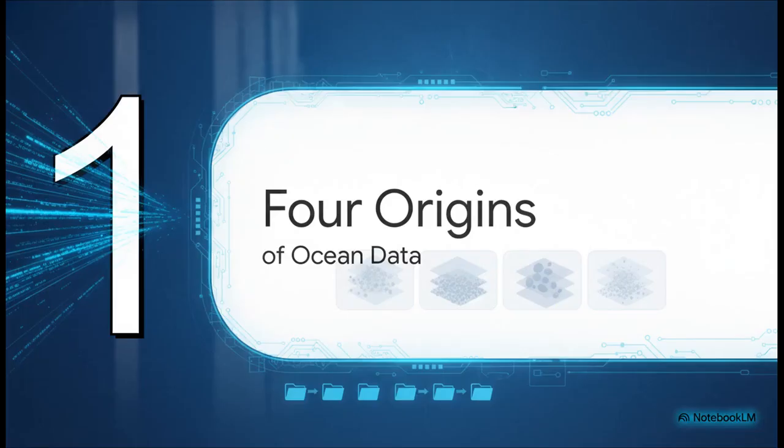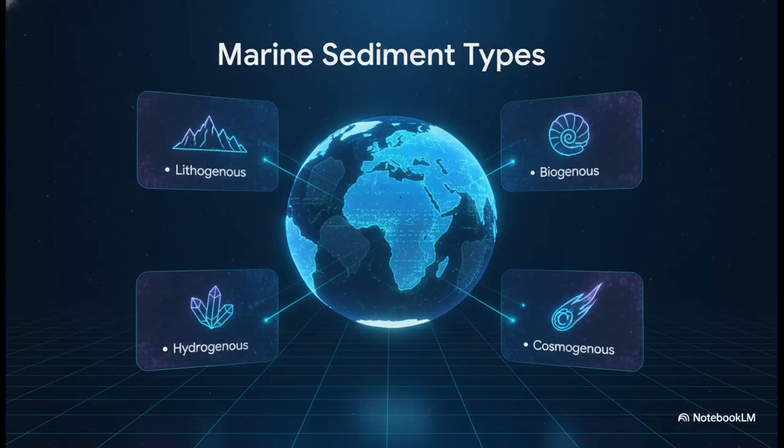All right, moving to Section 1, System Check: the 4 origins of ocean data. Just like you'd organize files on a computer, scientists have a whole high-tech indexing system for this based on origin. The absolutely crucial thing to remember here is that every single particle on the ocean floor falls into one of 4 specific categories. We've got lithogenous sediments derived from land, biogenous coming from living creatures, hydrogenous precipitating right out of the water, and cosmogenous literally arriving from outer space.